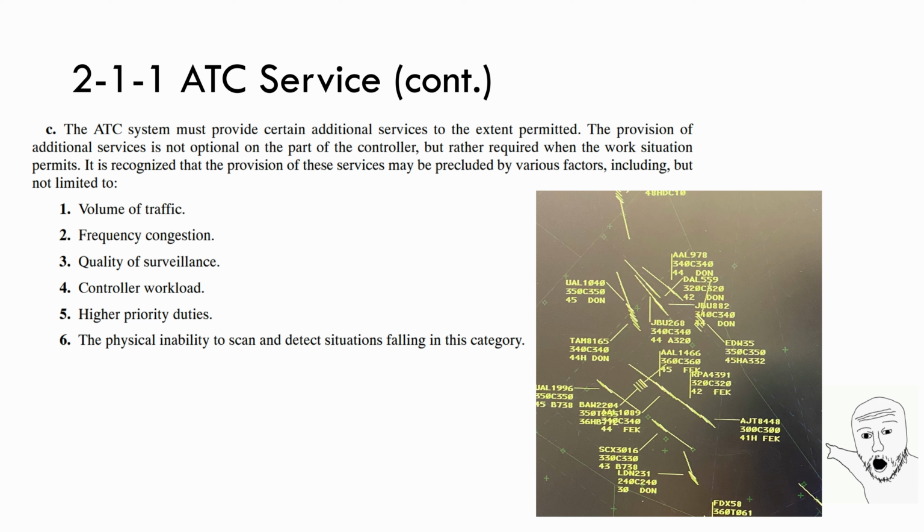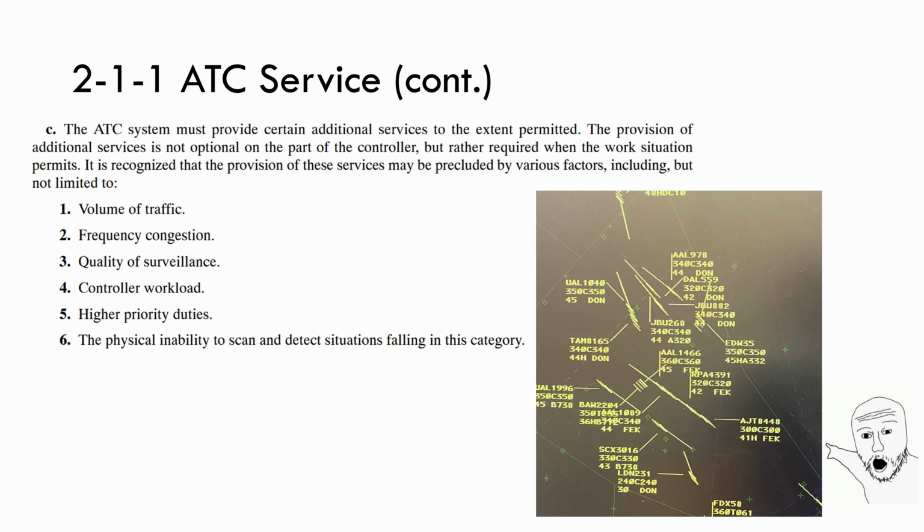Subparagraph C states that the ATC system must provide certain additional services to the extent permitted. The provision of additional services is not optional on the part of the controller, but rather required when the work situation permits. It is recognized that the provisions of these services may be precluded by various factors, including but not limited to, and let's stop right there.